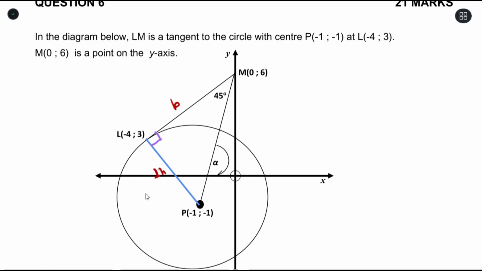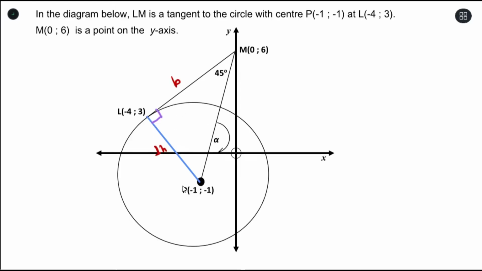Now, if we take ML as our base, it will mean that this is my perpendicular height. So all we need to do to answer this question is figure out the length of ML using the distance formula, figure out the length of PL also using the distance formula, then put it into the area of a triangle formula, and you should have your answer. So let's do that real quick.